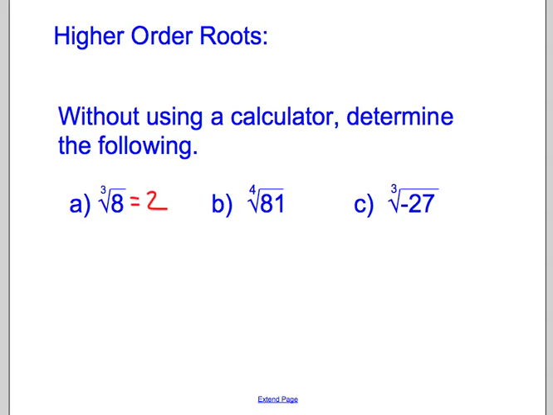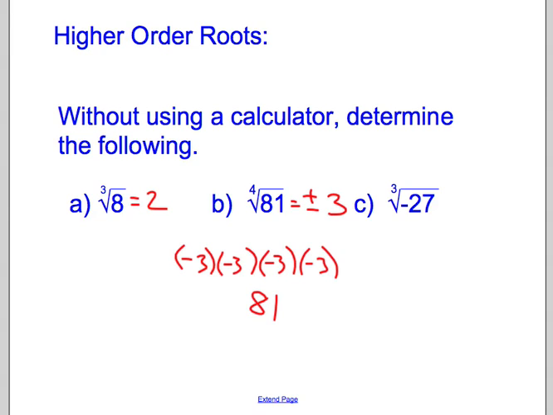The 4th root of 81. Just to jump to it, that's 3. But how about negative 3 on this one? If we take negative 3 times negative 3 times negative 3 times negative 3, 4 times, 4 negative signs is a positive 81. So this answer would be plus or minus 3.